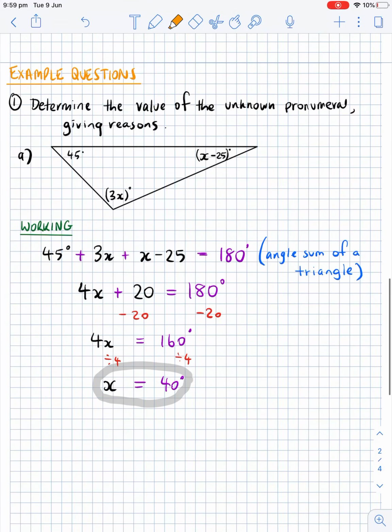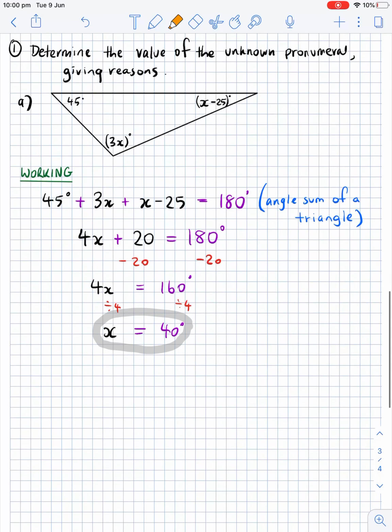Okay, so an example question here. Determine the value of the unknown pronumeral giving reasons. So we've got to figure out what x is equal to here. I've given you these 3 angles of the triangle. We know that these 3 angles must add up to 180 degrees. So I'm going to take those 3 angles and add them together and make them equal 180. The reason is because of the angle sum of a triangle being 180 degrees. Make sure you don't forget about those reasons.